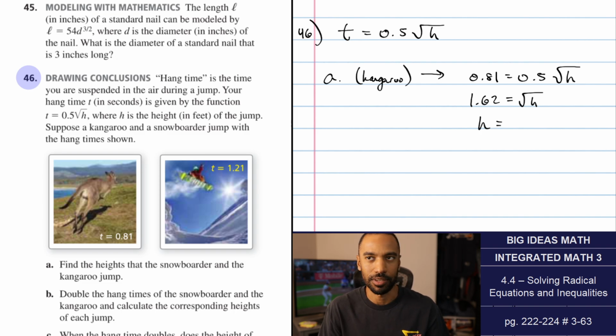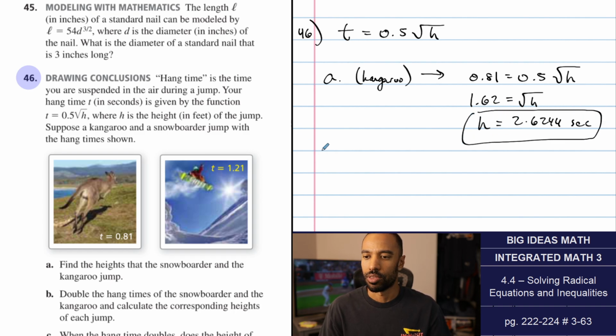1.62 squared is obviously something. I know it's more than 2.56. I'm going to say it's around 2.6 something. 1.62 squared is 2.6244. Because it's exact, I'm just not going to round. I'm just going to write it like that. So there's the kangaroo's height. Now we need a snowboarder.